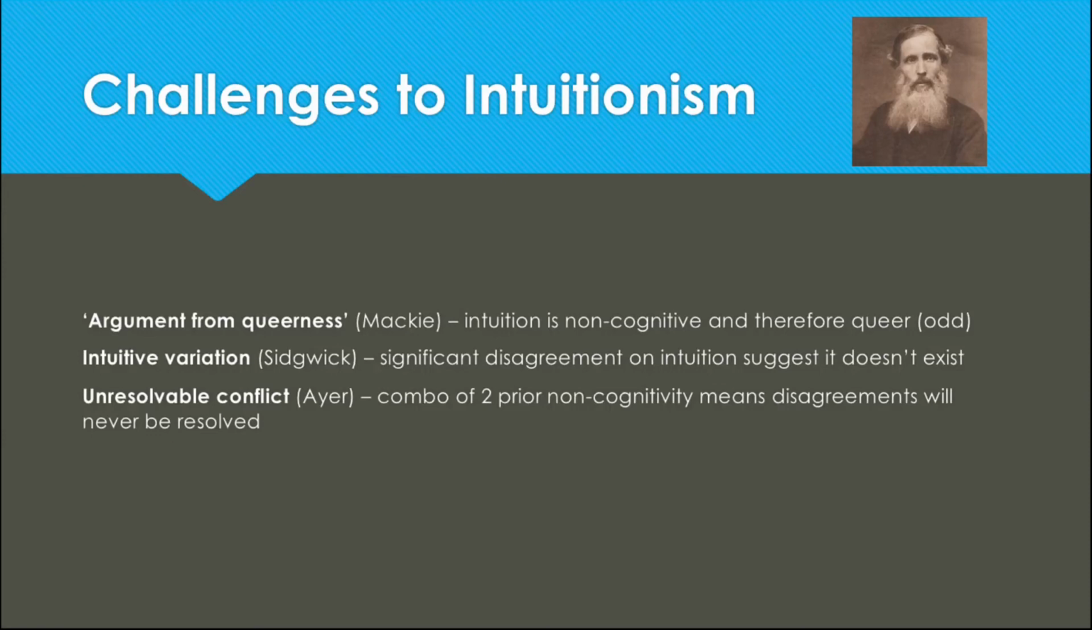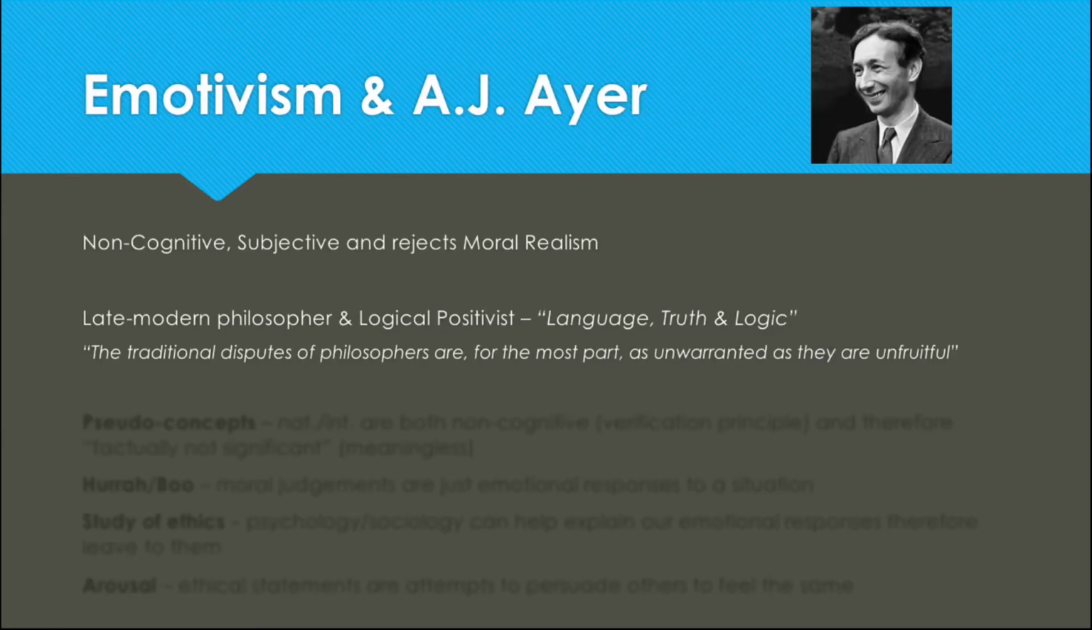So next on the list is my personal favourite, Emotivism by A.J. Ayer. Now you're at the exact opposite end for your introduction. It's non-cognitive, it's subjective, and it rejects moral realism. As always, he's a late modern philosopher, and he's also a logical positivist, which is integral to the theory. If you don't know what that is, God knows what you're doing in your lessons, or you just might not have reached religious language yet, but he puts it forward in Language, Truth and Logic.